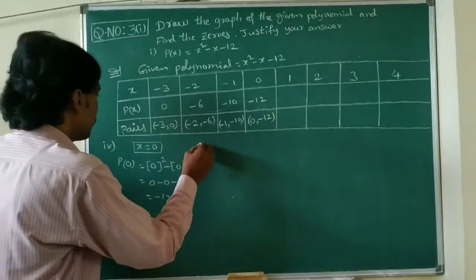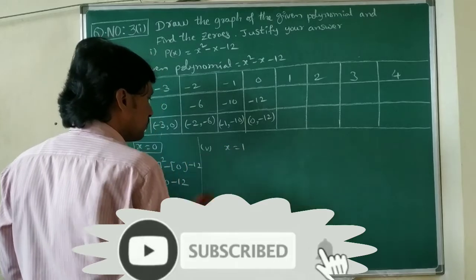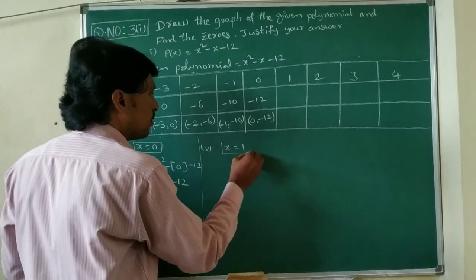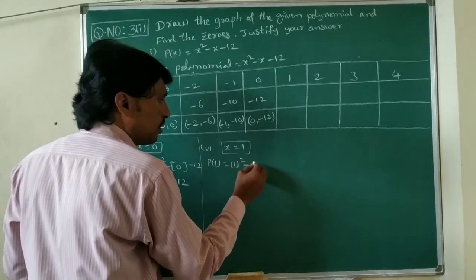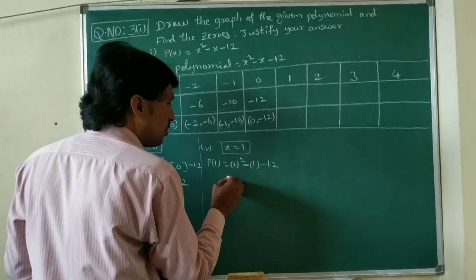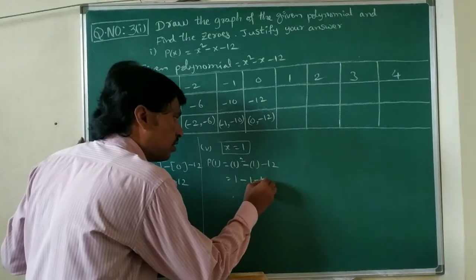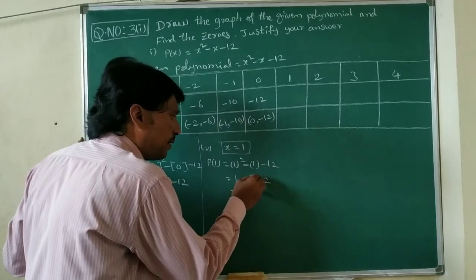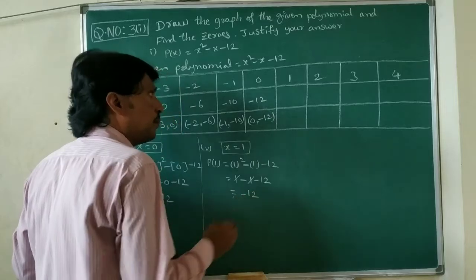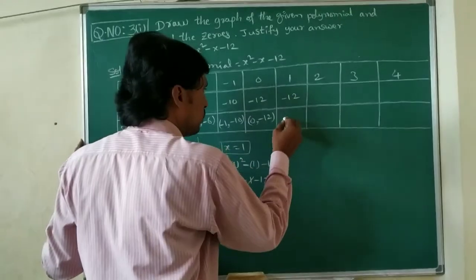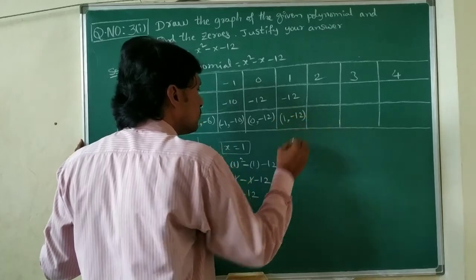Next, the fifth value I am taking is x equal to 1. So x equal to 1 means p of 1 equals 1 whole square minus 1 minus 12. 1 whole square means 1, then 1 minus 1 gets cancelled, so minus 12 remains. So minus 12. So that pair is 1 comma minus 12.